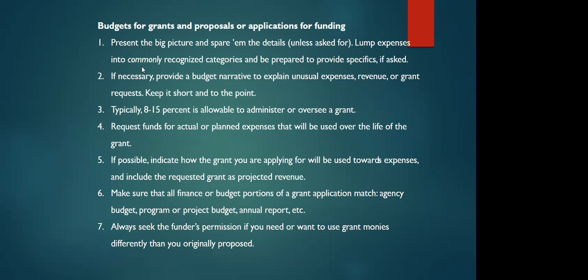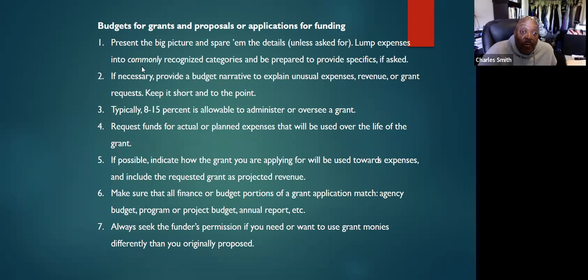Okay, continue. Budget for grants and proposals or applications for funding. Number 1, present the big picture and spare them the details. Unless asked for, lump expenses into commonly recognized categories and be prepared to provide specifics if asked. If necessary, provide a budget narrative to explain unusual expenses, revenue, or grant requests. Keep it short and to the point.